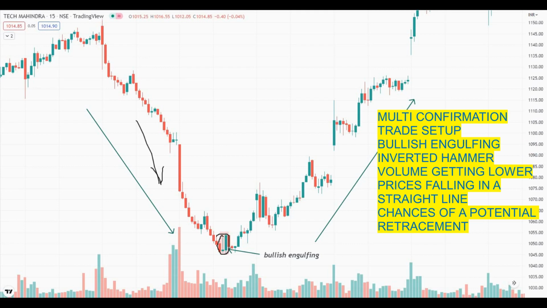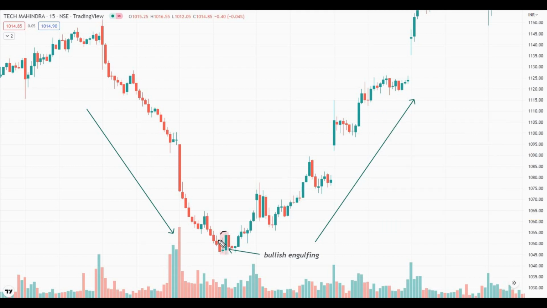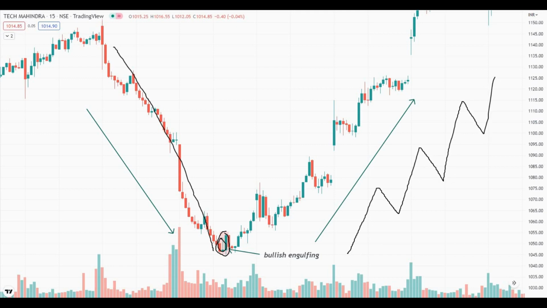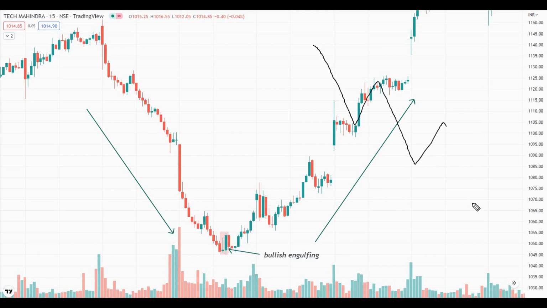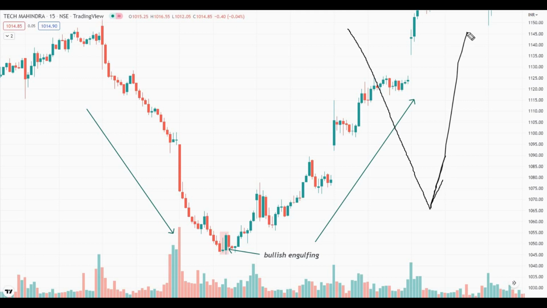See what is happening here. Here we saw a bullish engulfing pattern. Also we saw an inverted hammer. Also we saw a steep downtrend. We always know that prices move in the form of waves, higher high, higher low, or if in a downtrend, lower high, lower low. But if prices start moving in a straight line, then we should be ready for a potential retracement or a minor pullback or a strong reversal in the markets.